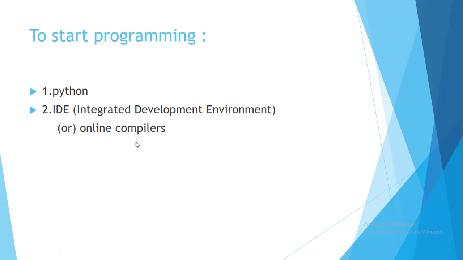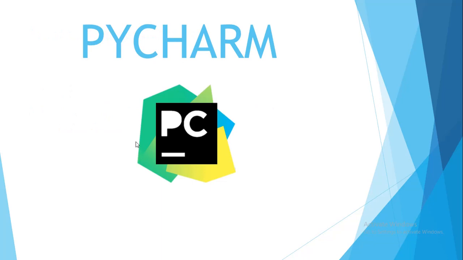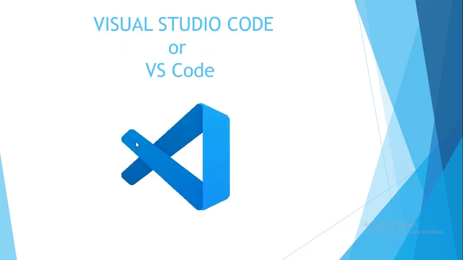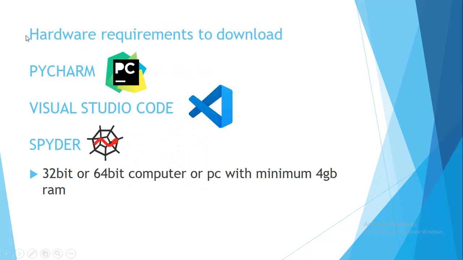I'm going to show some IDEs which are the best IDEs. The first one is PyCharm IDE. Install this PyCharm IDE as much as possible because this is the very best IDE. The next one is Spyder IDE. Then Visual Studio Code or VS Code. Hardware requirements to install these three IDEs are a 32-bit or 64-bit computer or PC with minimum 4 GB RAM. The important thing is 4 GB RAM.